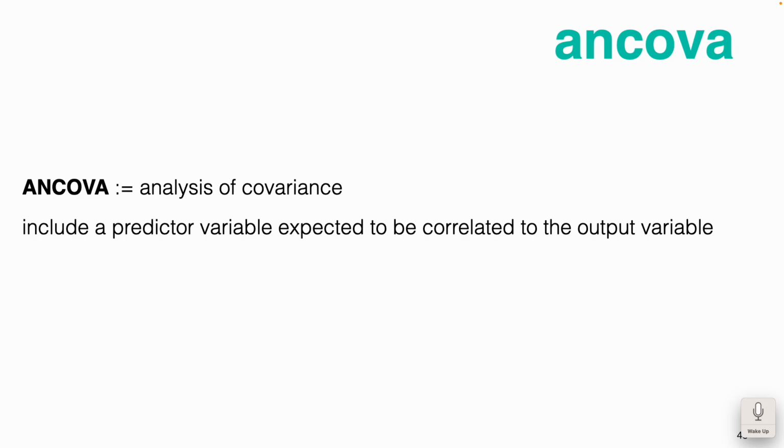So ANCOVA is the catchy name for the analysis of covariance, as opposed to analysis of variance. And what it means is you've got a predictor variable that's expected to be correlated to the output variable.